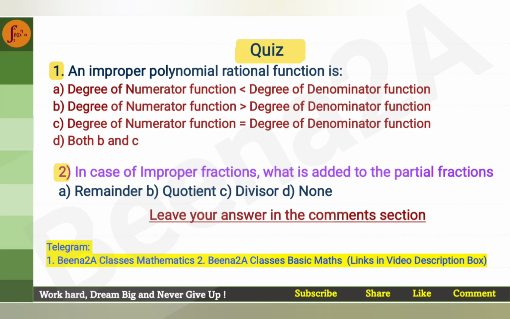Let us go through a simple quiz now. An improper polynomial rational function is, choose the right answer. Option A, degree of numerator function less than degree of denominator function. Option B, degree of numerator function is greater than degree of denominator function. Option C, degree of numerator function is equal to degree of denominator function. Option D, both B and C. And the second one is, in case of improper fractions, what is added to the partial fractions? Option A, remainder. Option B, quotient. Option C, divisor. Option D, none of the above.